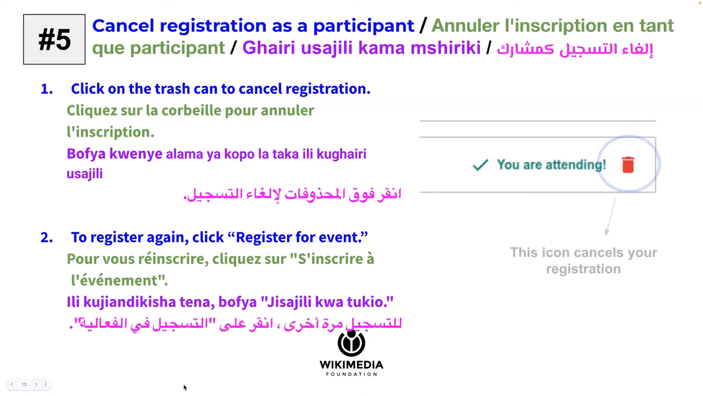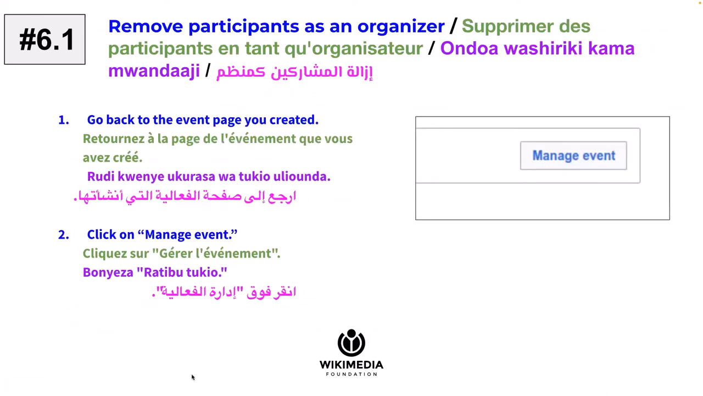Okay, so now we are going to go back to the organizer side. So we just showed how a participant can cancel registration. Now I'm going to show how an organizer can cancel registration. So for example, maybe you as an organizer see someone join the event and you know that they've caused problems in the past. Maybe you have a reason to think that it's not appropriate for them to join this event. You can remove them. Or maybe they're having trouble removing themselves. They just contact you. They ask, hey, can you remove me from the events? I no longer want to participate. So there's many reasons why you may want to remove people. We'll show you how to do it.